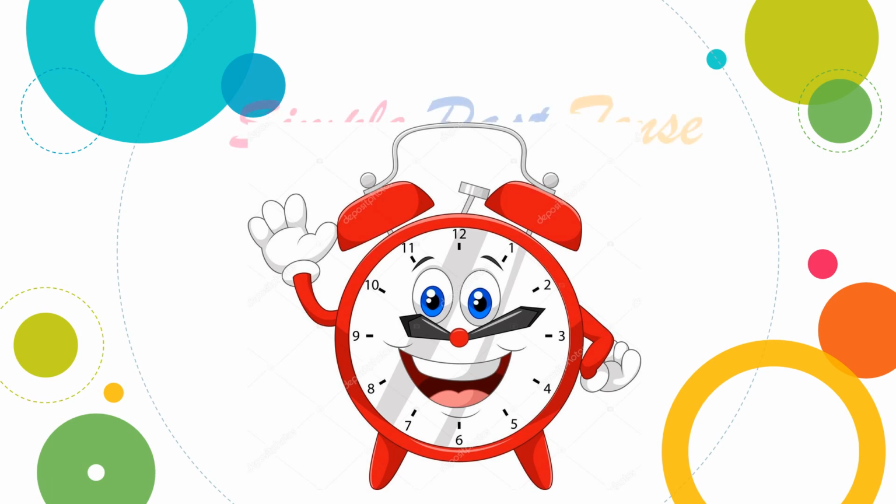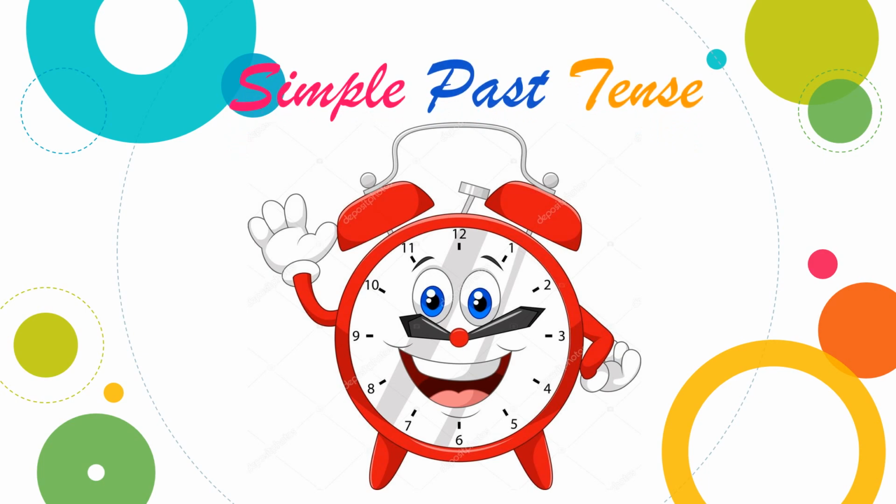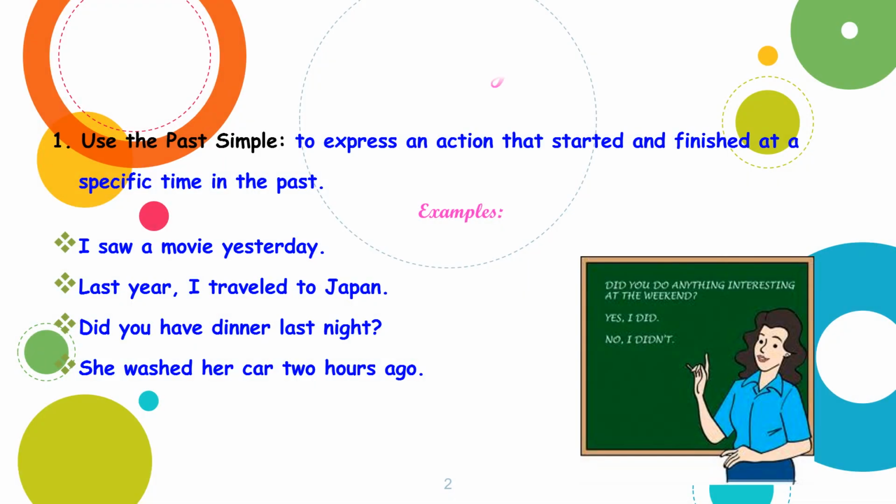Today we're going to learn about the simple past tense. And we use the simple past to express an action that starts and finishes at a specific time in the past. And here we have some examples.